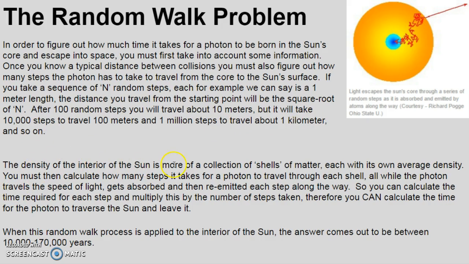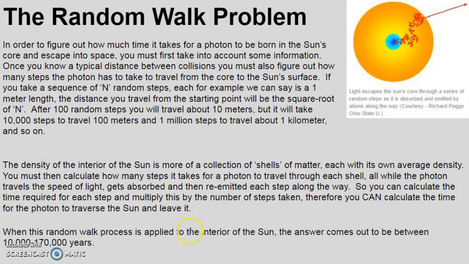So the density of the interior of the sun is more like a collection of shells of matter, each with its own average density. You must then calculate how many steps it takes for a photon to travel through each shell, all while the photon travels at the speed of light, gets absorbed, and then re-emitted each step along the way. So you can calculate the time required by each step and multiply this times the number of steps. Therefore, you can calculate the time for a photon to traverse the sun and leave it.